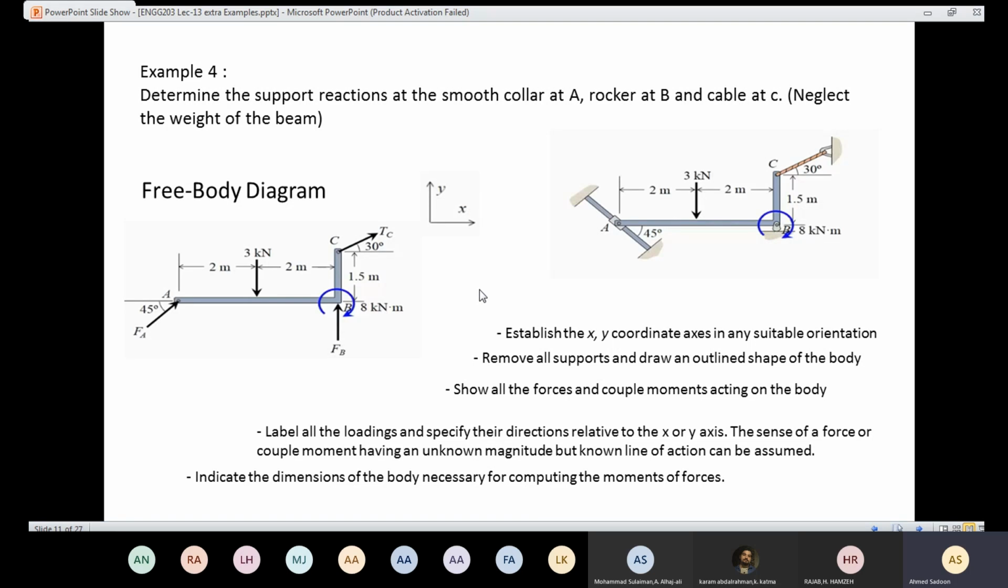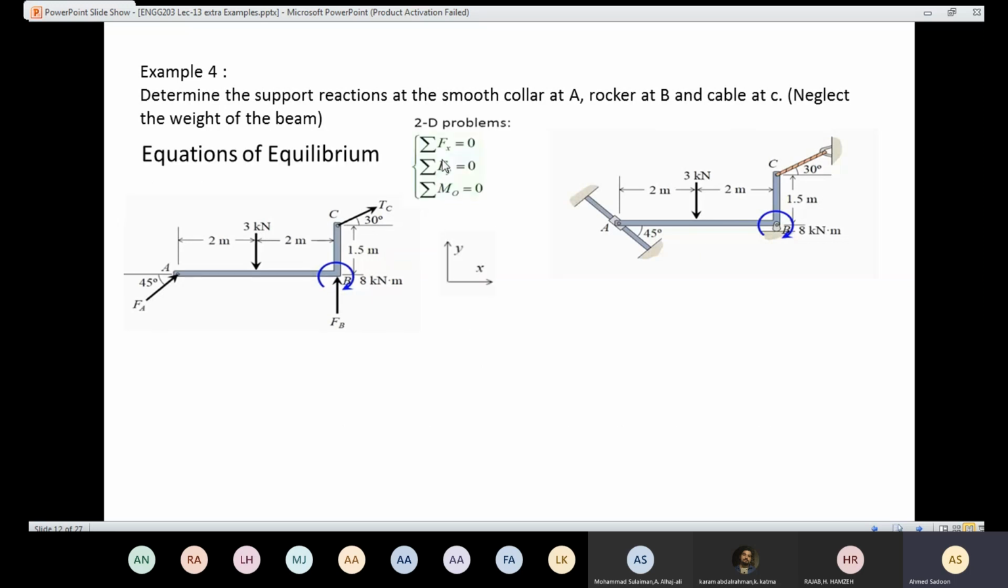So now, since we have drawn the free body diagram, we are in a position to use the equations of equilibrium. In order to use the equations of equilibrium, we need to decompose all the forces into X and into Y. So we have the summation of the forces in the X direction equals 0. We have the summation of the forces in the Y direction equals 0. And the moment about any point should equal 0.